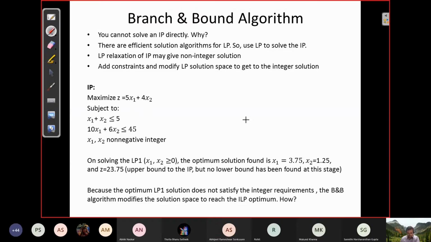Yes, because it is the... okay, you tell. Because this is the solution of the LP and this is the point which gives the maximum value in the entire feasible region. Correct.